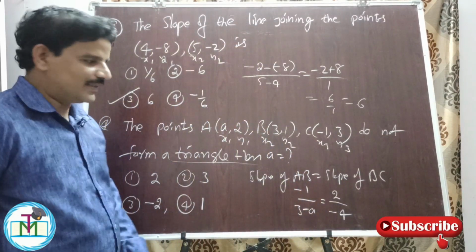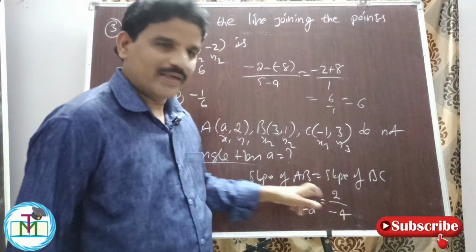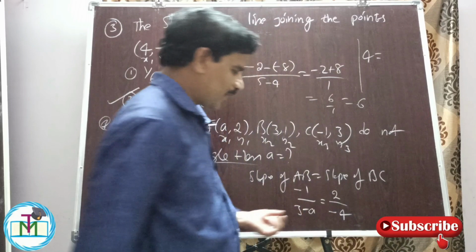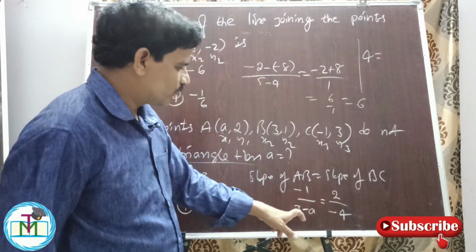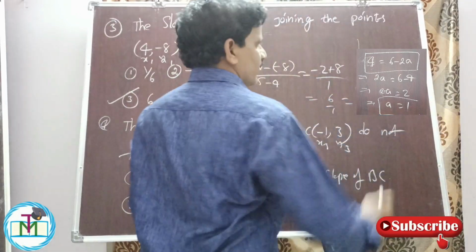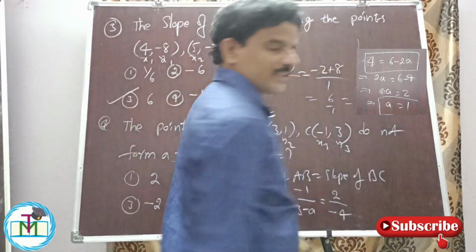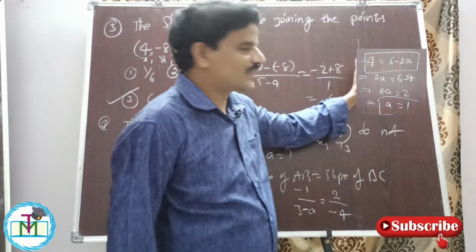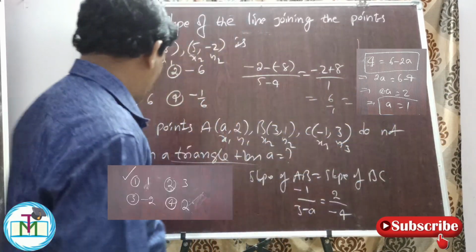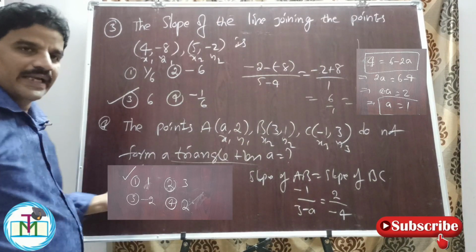When I cross multiply this, I will get minus into minus plus 4 into 1, 4. 4 is equal to, here by cross multiplying I will get 2 into 3, 6. 6 minus 2a. 2a is equal to 6 minus 4. 2a equal to 2. A equal to 1. Option 1 is the right answer.